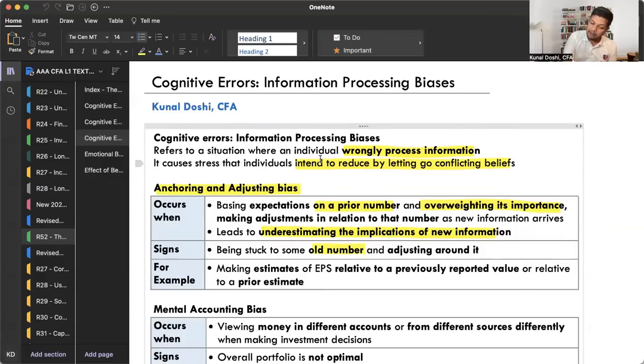Making estimates of EPS relative to the previous value. For example, many people do this, right? They compare to last year's EPS, and it's not wrong, but they say that is where the long-term EPS should be. Correct. So you are basing your value on something that you think it should be around. That is anchoring and adjusting.